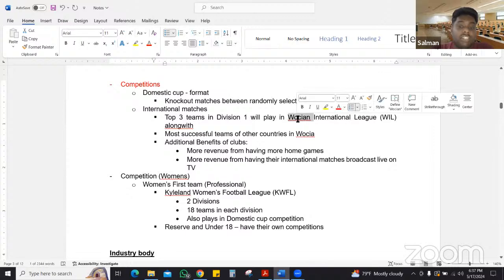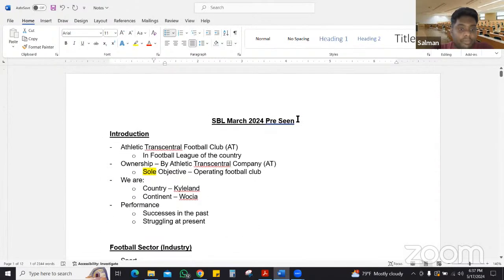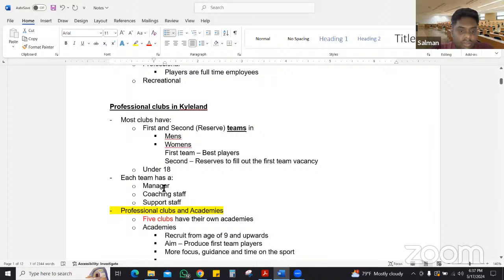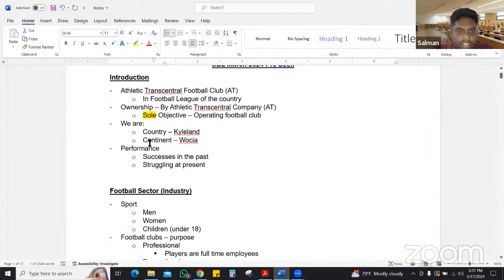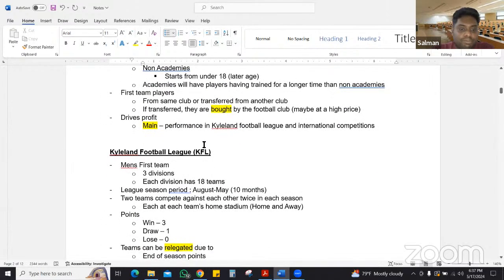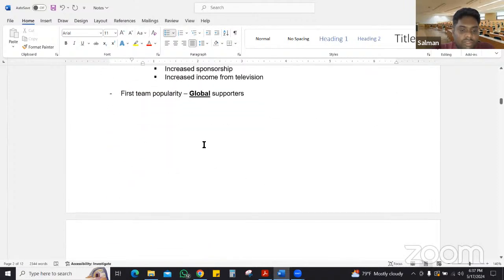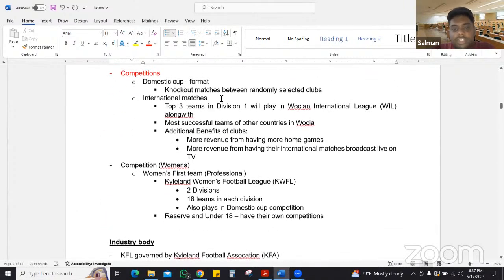What is Wokia? We discussed the term Wokia, the continent of Wokia. So the examiner will also give you a lot of hints based on the names. Domestic competition with the country's name. International competition with the continent's name. The top 3 teams in Division 1 will play in the International League, the Wokian International League, WIL.